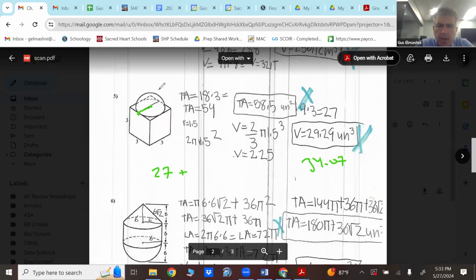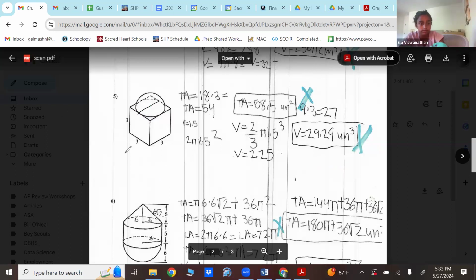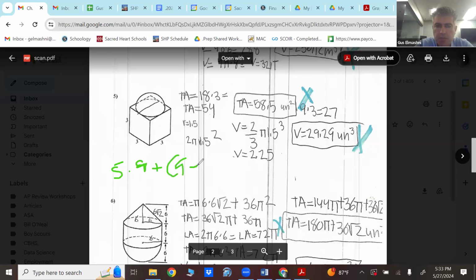Okay, now for total area, how many faces are exposed in the cube? Six. But five fully. So it's 45. Plus then you have the top, which is nine, minus the area of the circle, which is pi 1.5 squared. Then you just calculate it, that's all. Oh, then you have the dome as well, plus 2 pi r squared.